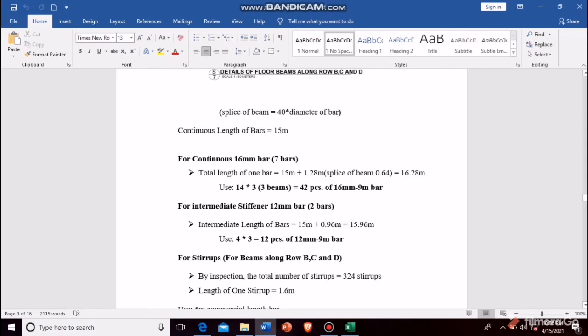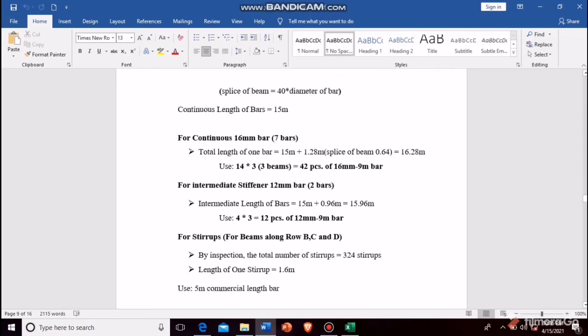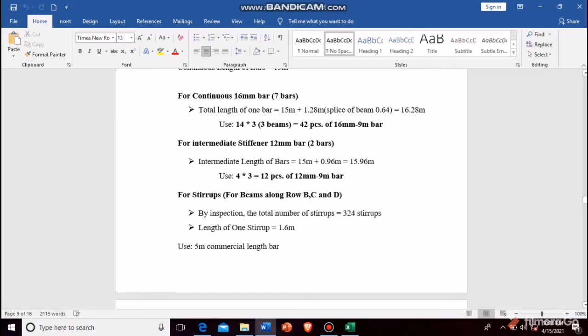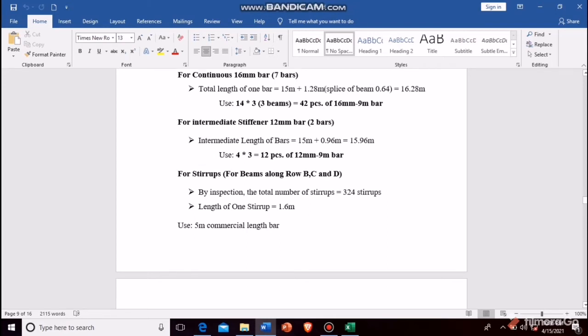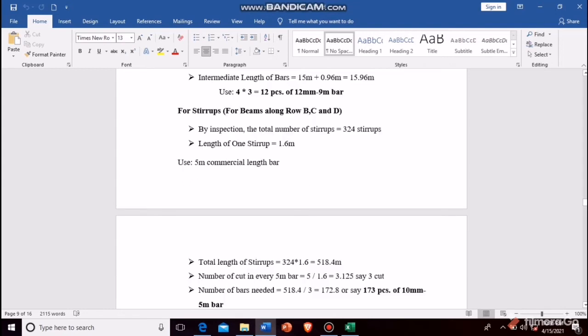For stirrups, 4 beams along row B, C, and D. By inspection, the total number of stirrups is 324 stirrups. And length of one stirrup is 1.6 meter. Then, use 5 meter commercial length bar.